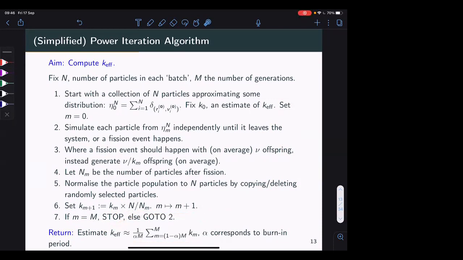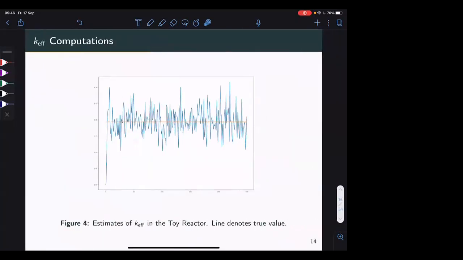Okay, so I throw away some initial bunch of particles and I use the rest to average to get some estimate of K on average. So that's a simplified version of the power iteration algorithm. I hope I haven't missed anything out. And you can do it.